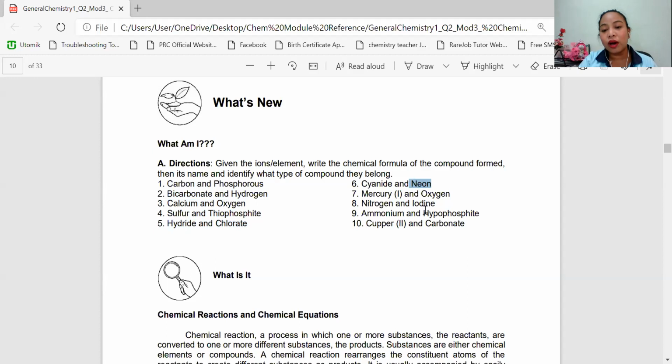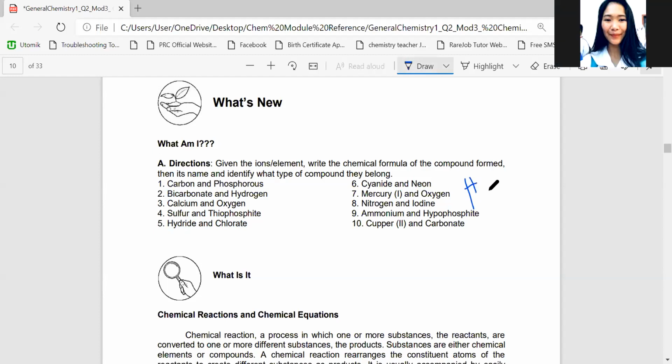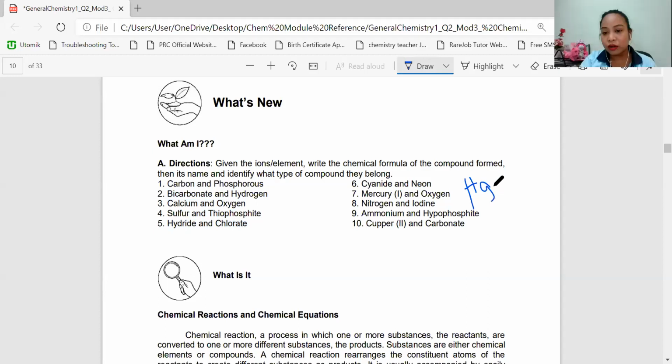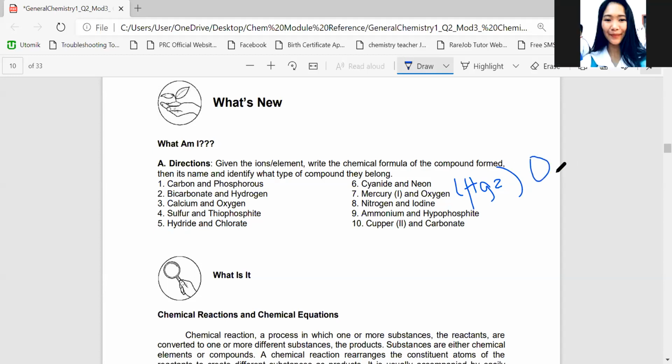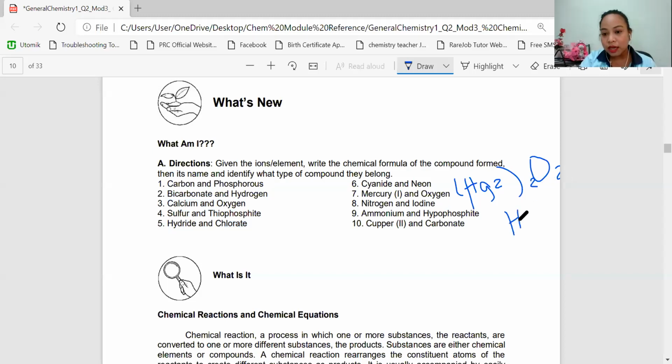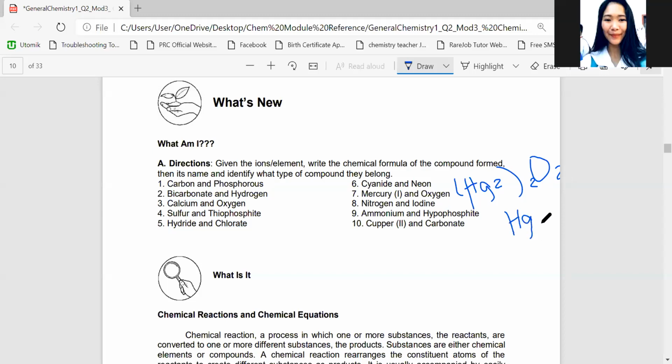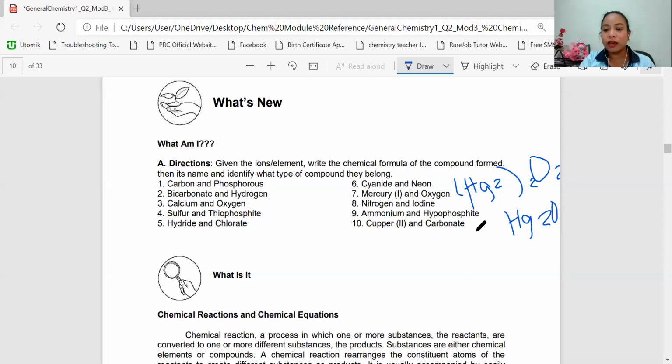Mercury 1 and oxygen. Mercury 1 oxide is Hg2, enclosed in parentheses, with a charge of plus 2, and oxygen with a charge of minus 2. So this becomes Hg2 and O2, which reduces to Hg2O.